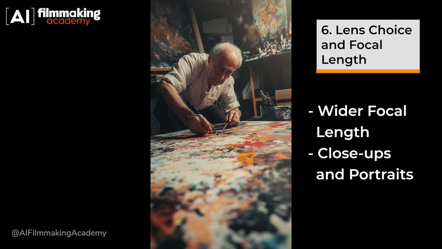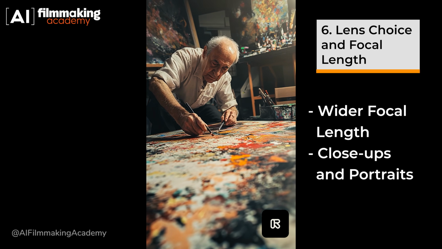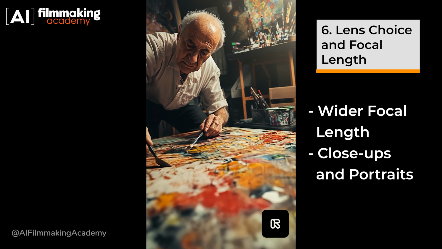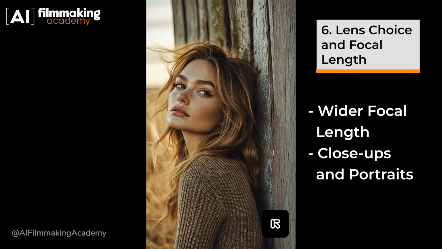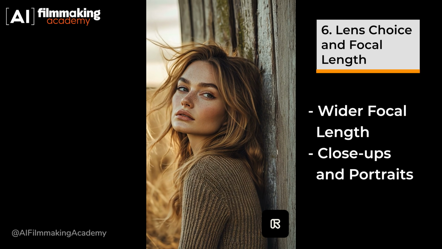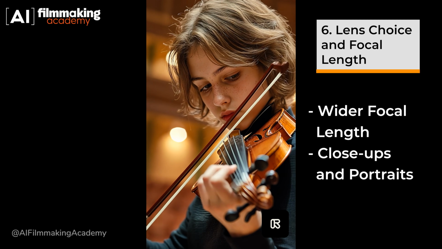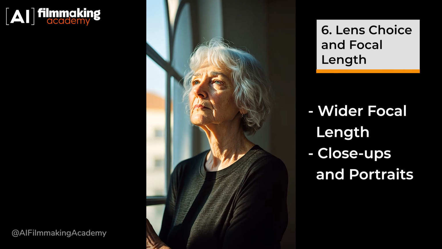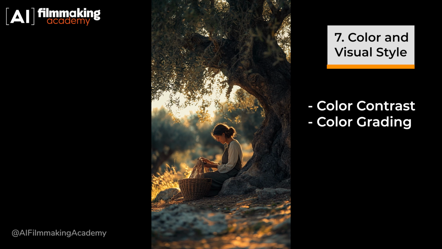Since vertical videos have less horizontal space, using a wider lens, 28mm or 35mm, can help capture more of the environment. Vertical video works well for close-ups like portraits. A 50mm or 85mm lens will create intimate cinematic close-ups with a beautifully blurred background.